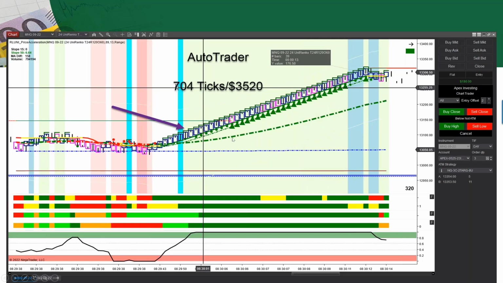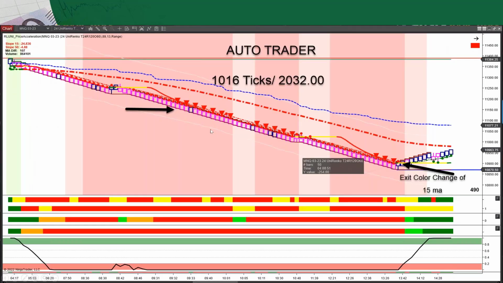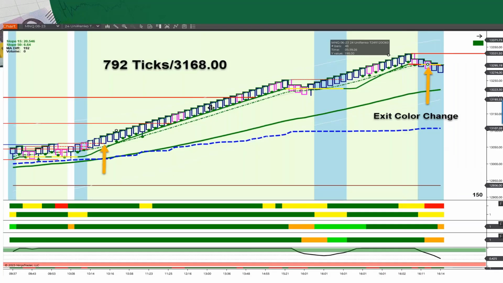This is a trade it took for 704 ticks. Another trade it took for 665 ticks. This was 1,016 ticks. This trade was in from 9:30 in the morning till about 1:30 in the afternoon. Here's another trade for 792 ticks. So what does the auto trader do? The auto trader follows the rules.